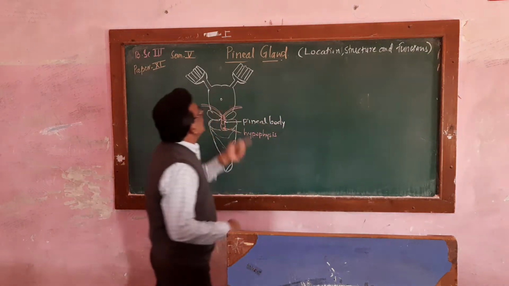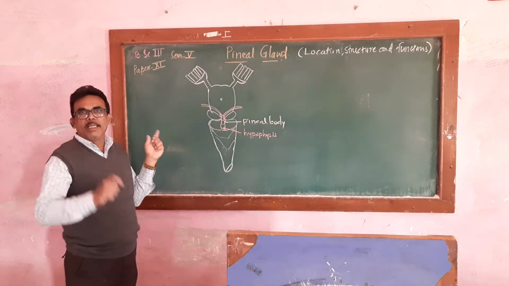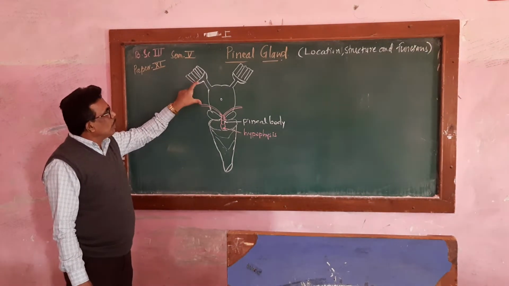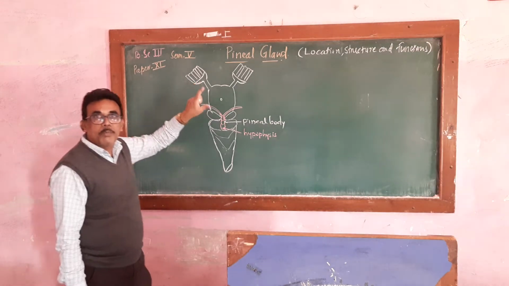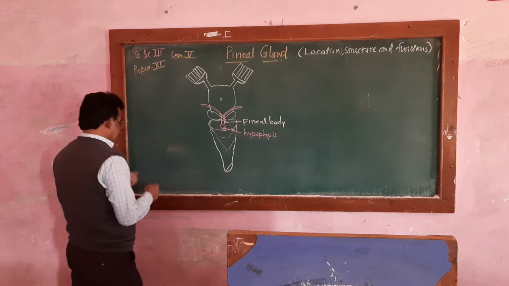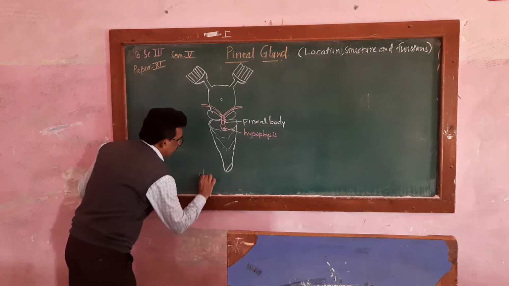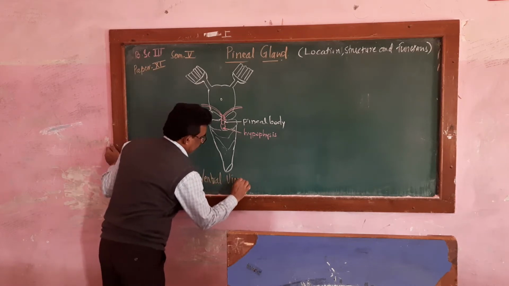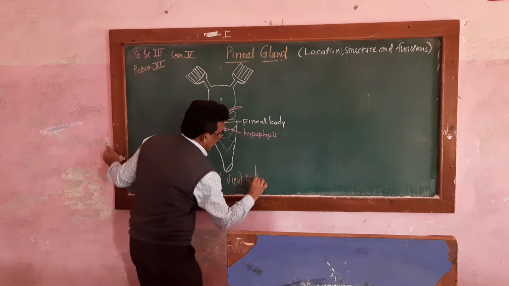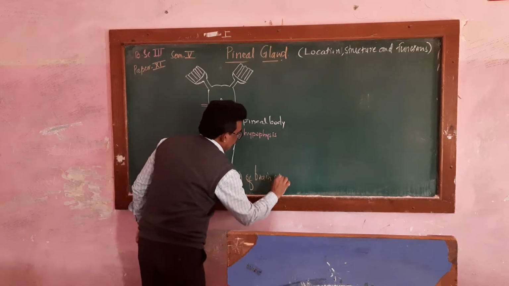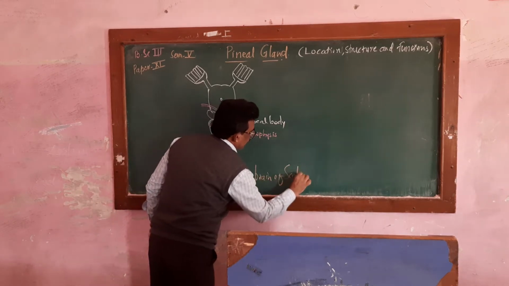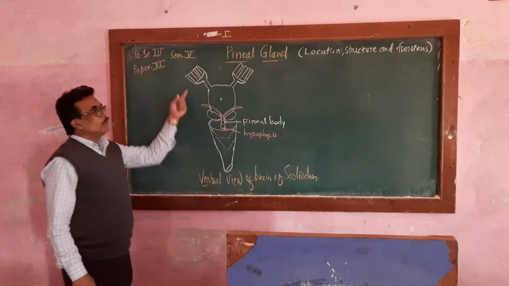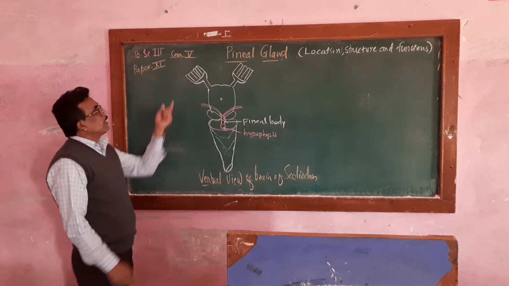Here you should know where the actual position of the pineal gland is. So here I draw the structure of the brain of Scoliodon at its ventral view. The ventral view of the brain of Scoliodon, so you know the structures.